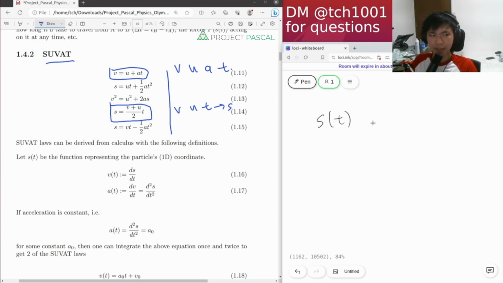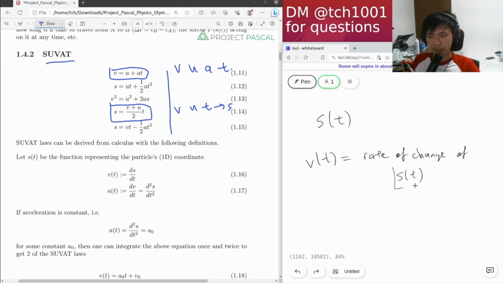If I give you a function s of t, you can tell me exactly where the particle's location is at every single point in time. You know the entire history of the particle's trajectory. Now, if I ask you, how fast is this particle moving at every point in time? The answer is that the velocity is the rate of change of the displacement.